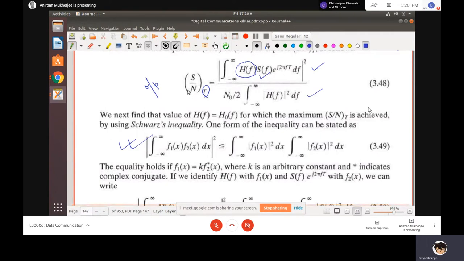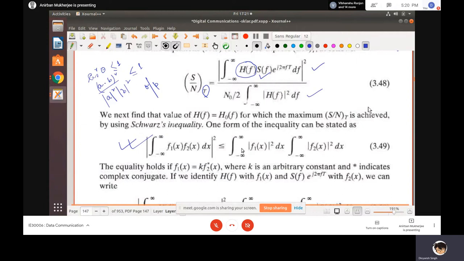So this is something like cos square theta less than or equal to 1. That means cos square theta is A dot B divided by mod A mod B. Now if you take the square of that, A dot B squared is less than mod A squared times mod B squared.